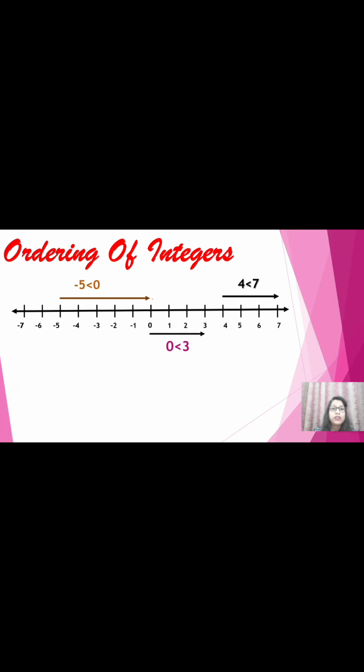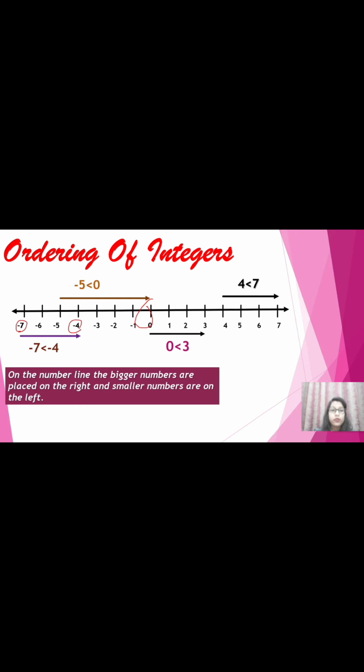Now how will we know whether -5 is greater or 0 is greater? We know that 0 is on the right side of -5, that is from here up to this. So -5 is smaller than 0. Take -7 and -4. So -4 is greater than -7 because it is on the right side of -7. So what we observe is that on the number line, whenever we move towards the right side, the numbers are bigger, and whenever we move towards the left side, the numbers are smaller.